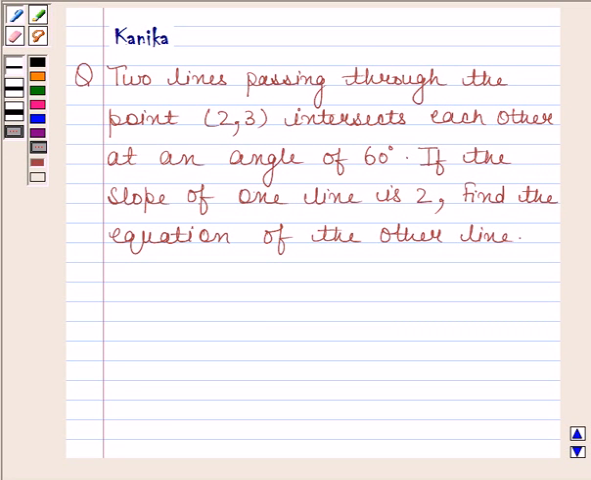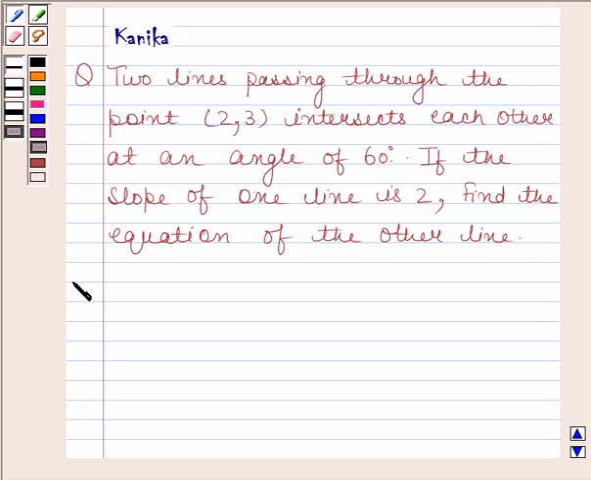Let us discuss the following question. The question says two lines passing through the point (2, 3) intersect each other at an angle of 60 degrees. If the slope of one line is 2, find the equation of the other line.